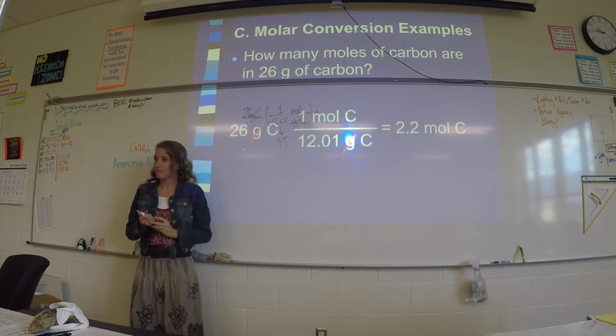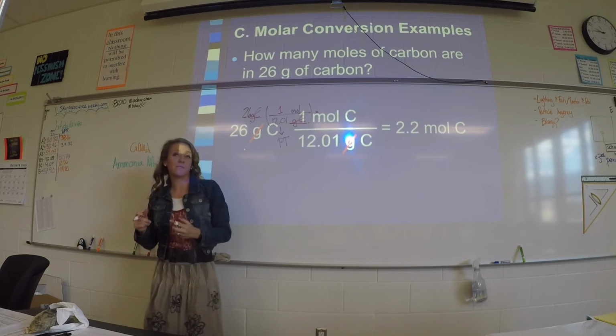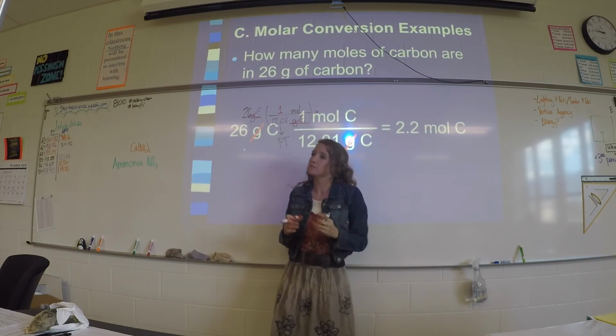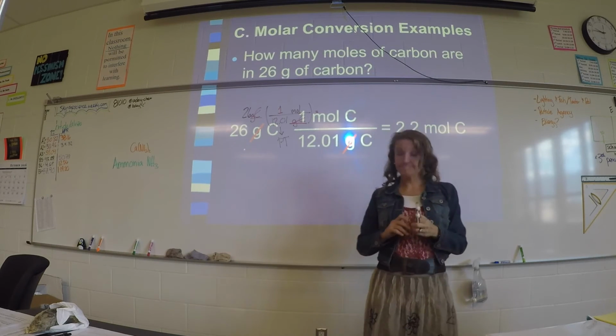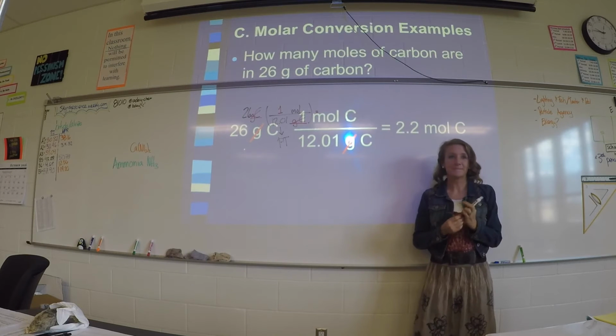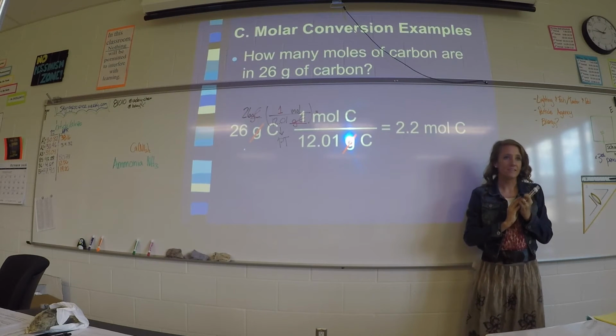Why? Because that means we have 2.2 of 6.02 times 10 to the 23rd. So 1 mole is 6.02 times 10 to the 23rd. Do we always need to put down the letter of the element?